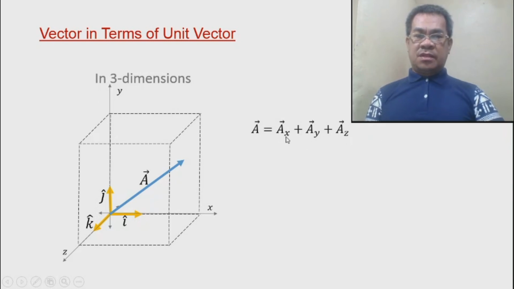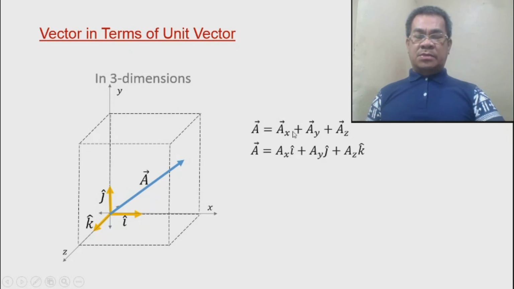Now take note that vector A is the vector sum of its components. So it should be Ax plus Ay plus Az vectors. These are the 3 components of vector A, and this is a geometric sum. Now remember that the components are vectors also. So this is vector, vector, vector.